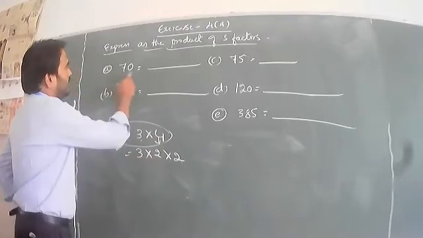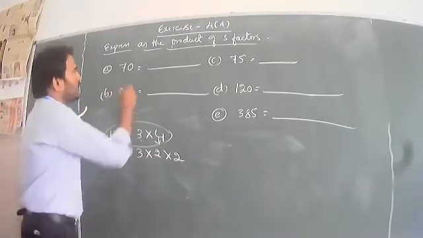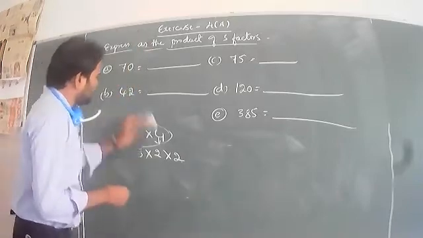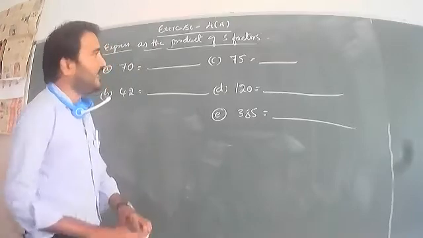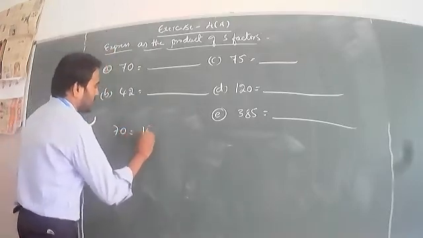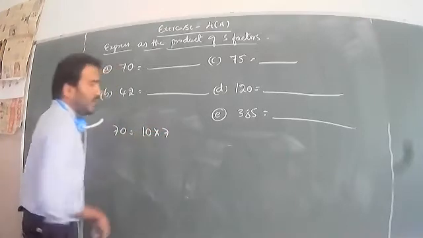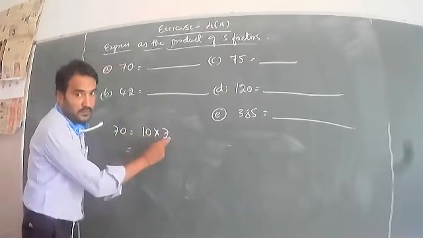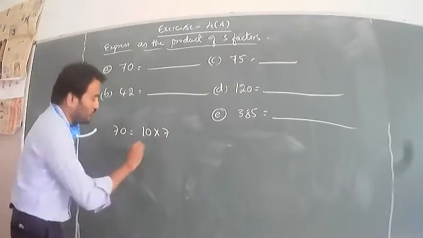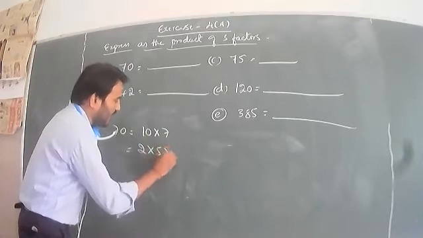Now 70. 70 equals what? 70, okay. 10 sevens are 70. Is it right? 10 sevens are 70. 7 is a prime number. 10 is a composite number. 10 having factors 2, 5, so 2 into 5 into 7.